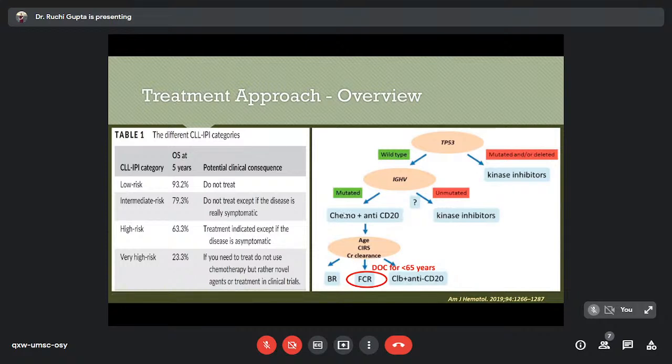In chemotherapy, you have fludarabine, bendamustine, chlorambucil, and anti-CD20, that is rituximab, and newer agents can be given. So FCR, that is fludarabine, cyclophosphamide, and rituximab, is the drug of choice for individuals who are less than 65 years of age. And I'll not talk much more about therapy. I think you need to talk to a clinical consultant for that.